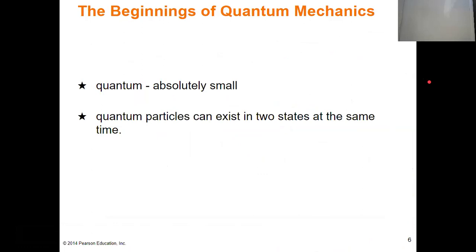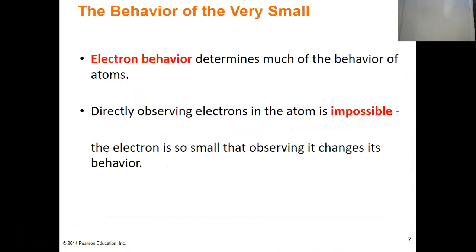This Schrodinger's theory is very useful when you're thinking about things that are extremely tiny, like electrons. The word quantum means very, very small. And when we talk about quantum particles, we're talking about things that have a dual nature, so things that can exist in two states at the same time. Again, it's a weird concept to wrap your head around at first.